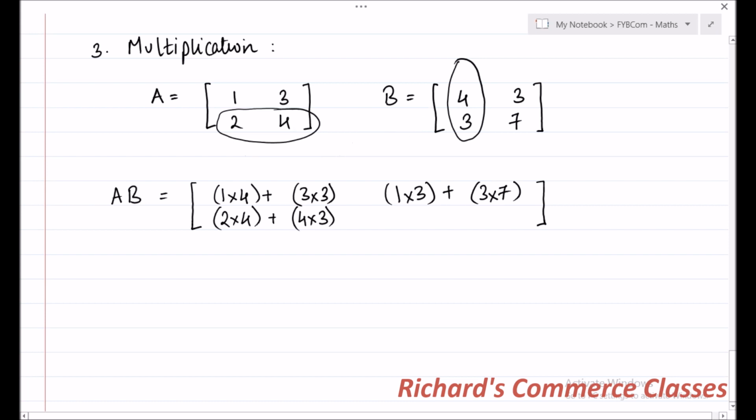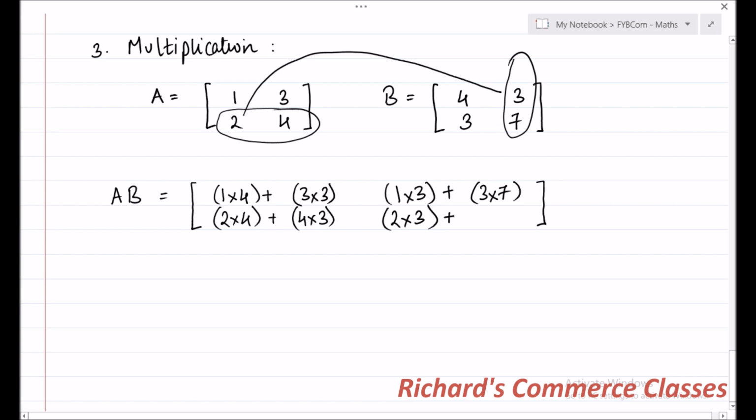Keeping the row constant, the column of B will change. Now it will be the second column, and again 2 into 3, 2 into 3 plus 4 into 7. That's it.